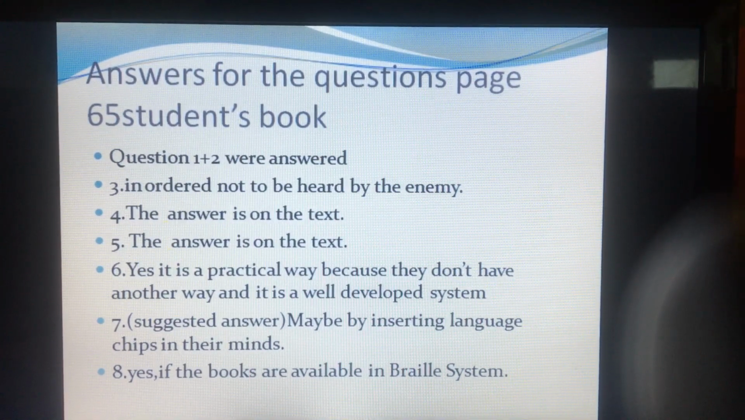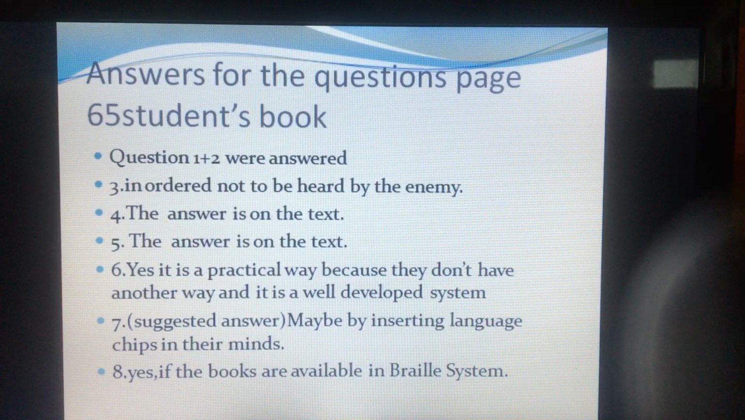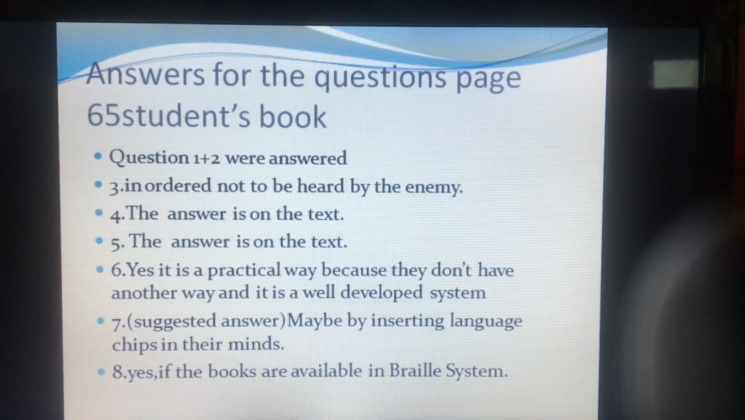And question 6: yes, it is a practical way because they don't have another way, and it is a well-developed system. The question was asking, what is your opinion? Do you think Braille is a practical way for the blind to communicate, and justify your answer. Yes, it is a practical way because they don't have another way nowadays, and it is a well-developed system.